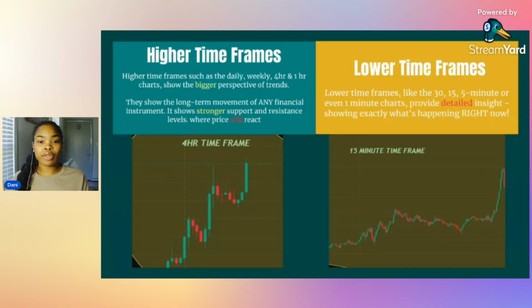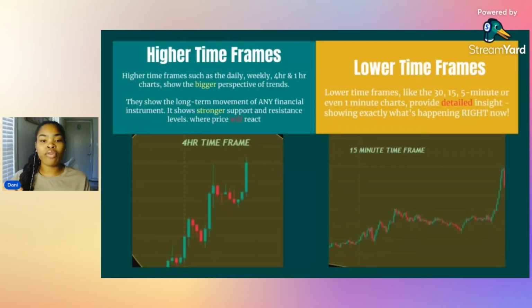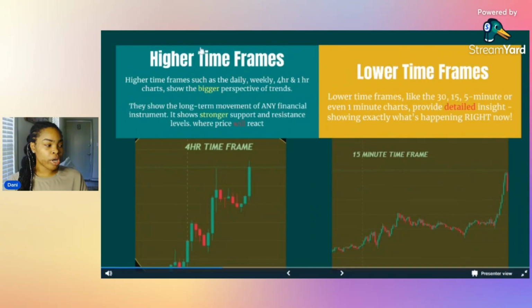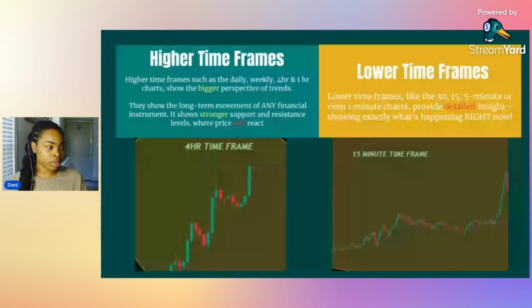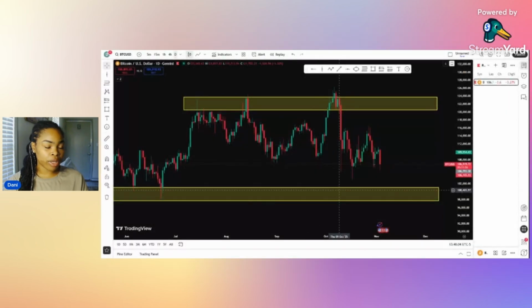These time frames are basically going to show you where the strongest structure levels are. Why? Because it takes longer for these candles to form. We're going to be focusing on our higher time frames because your higher time frames are going to have your strongest structure levels. So let's go right back to Bitcoin.